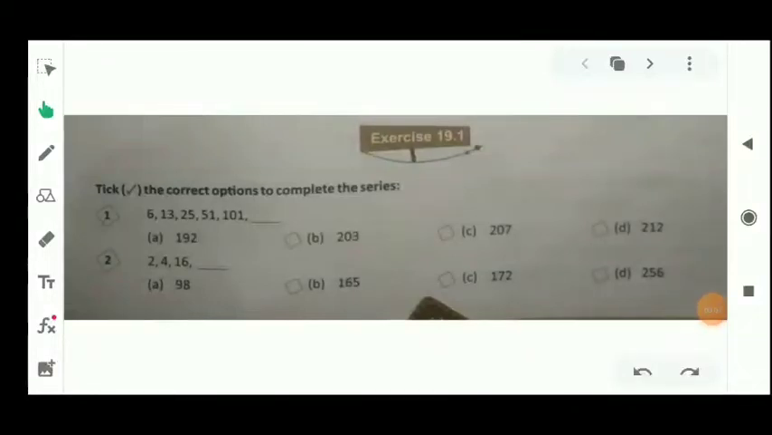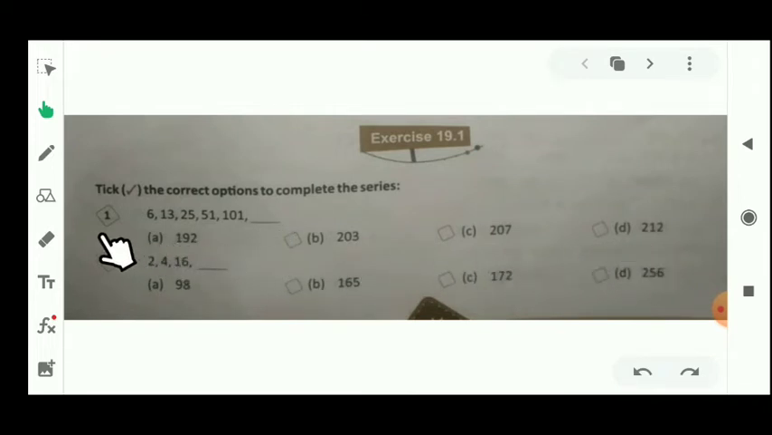Hello students, today I will start chapter number 19 from your reasoning book, that is series completion. Let's see the exercise number 19.1. In these questions you are given a series and you have to complete it by using the options.